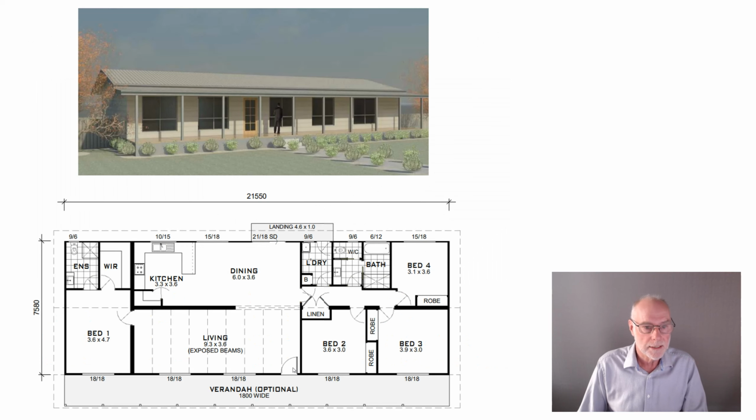So here's an example. This is a simple rectangular house. It's actually a transportable house. It divides into two halves and goes on a truck.